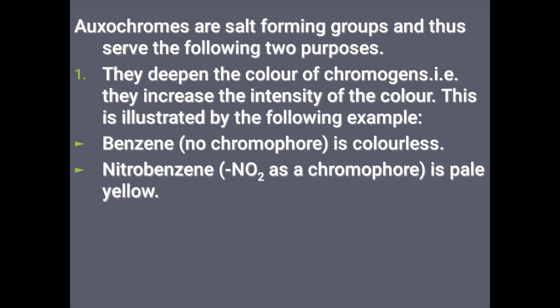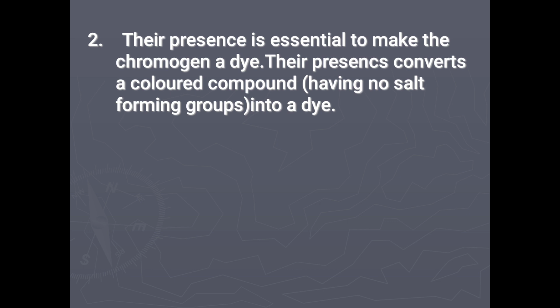Oxochromes are salt-forming groups and thus serve the following two purposes. They deepen the color of the chromogens, that is, they increase the intensity of the color. This is illustrated by the following example. Benzene is colorless. Nitrobenzene is pale yellow in color. Their presence is also essential to make the chromogen a dye. Their presence converts the colored compounds into a dye.